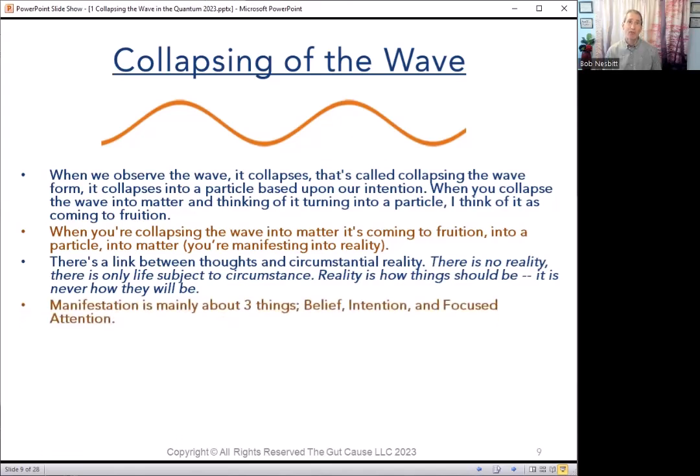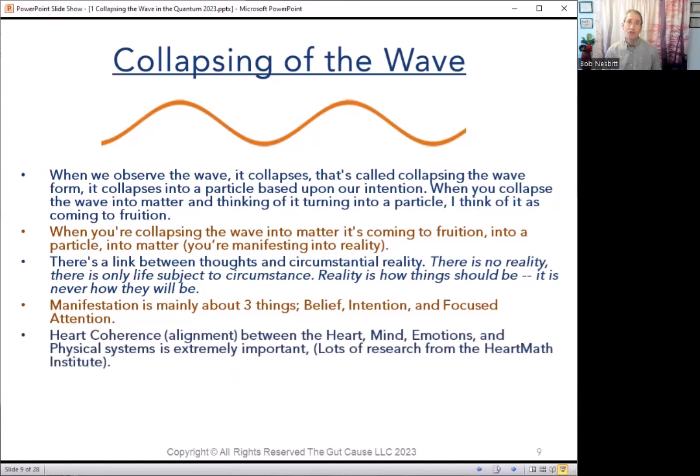Manifestation is mainly about three things: belief, intention, and focused attention, which is very much associated with heart coherence, which is alignment between the heart, mind, emotions, and physical systems. There's a lot of research from the HeartMath Institute on this, which is why positive thinking alone doesn't present results, as you need alignment. Drop from the mind and believe with the heart, and then you'll see it.